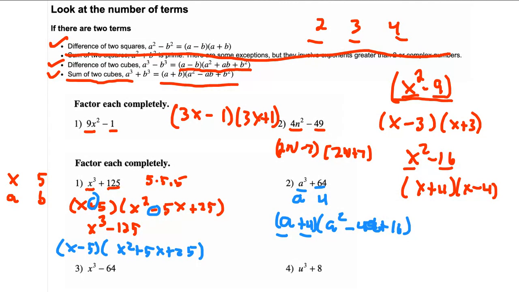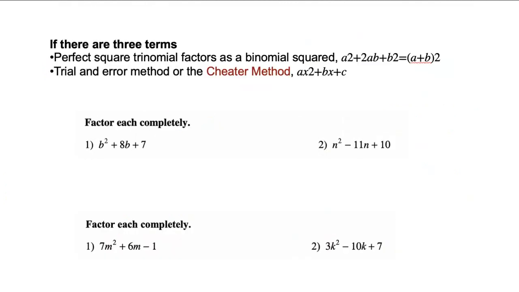Okay, so now if we go on to three terms, there's two ways of factoring. The first one is if there's a 1 in front of the x squared term, then it's super simple. You just ask yourself, what two numbers multiply to give you 7 and add up to the middle term? Well, 7 times 1 equals 7. 7 plus 1 equals 8. So it factors to x plus 7, x plus 1.